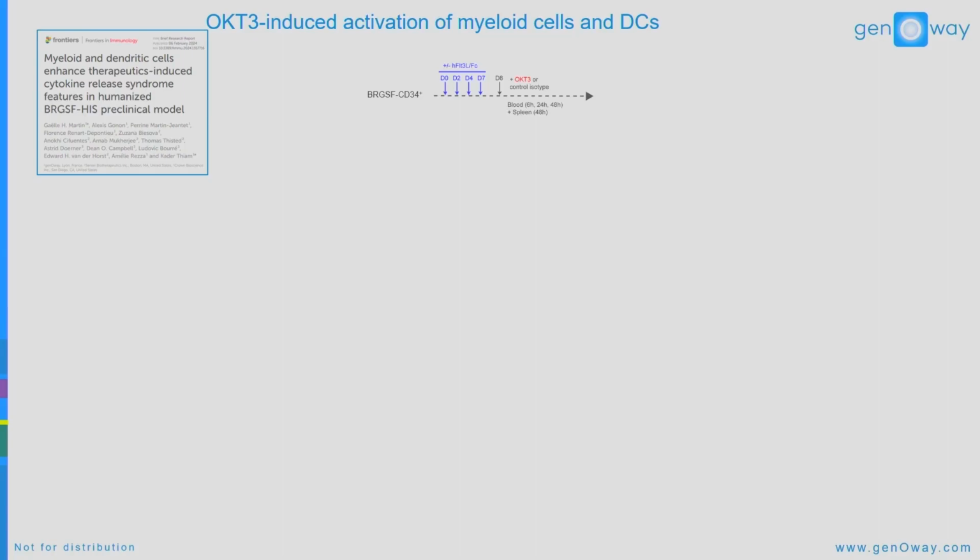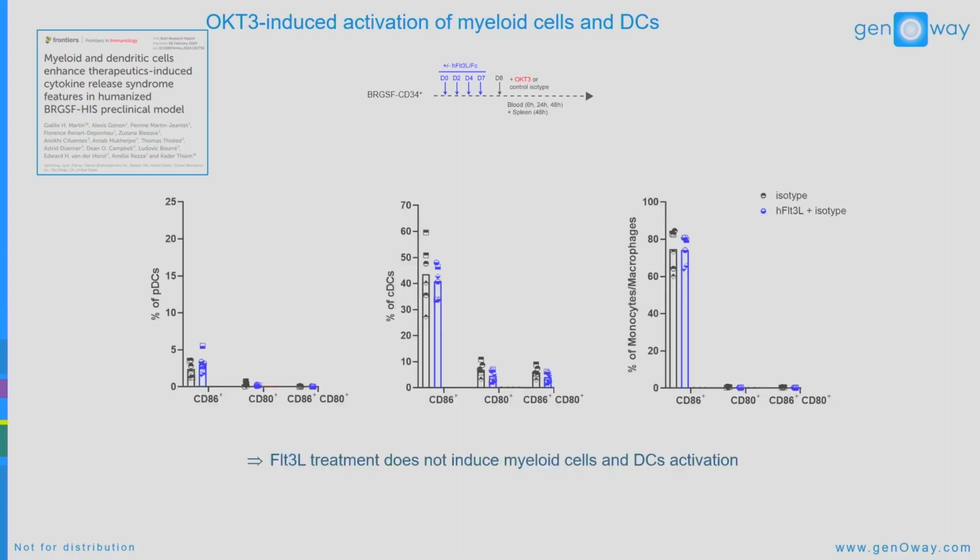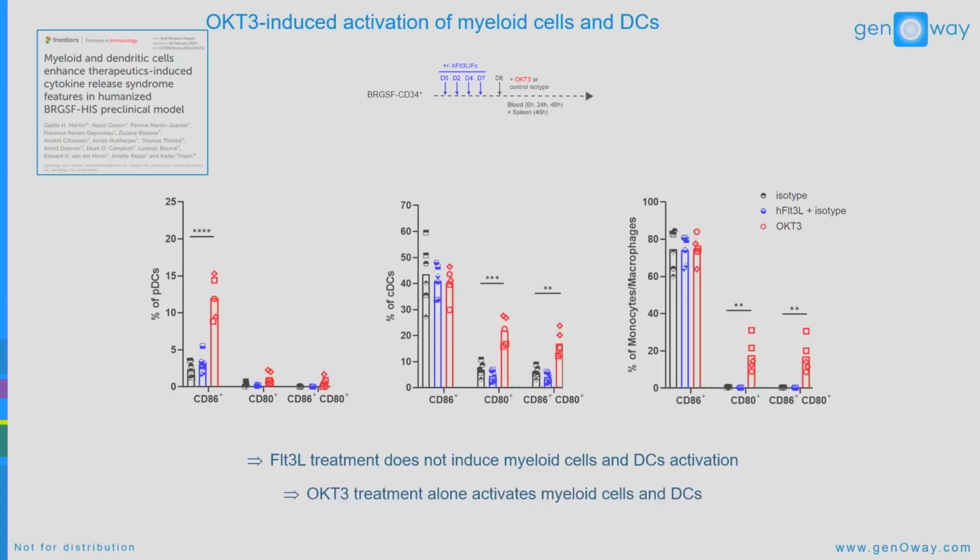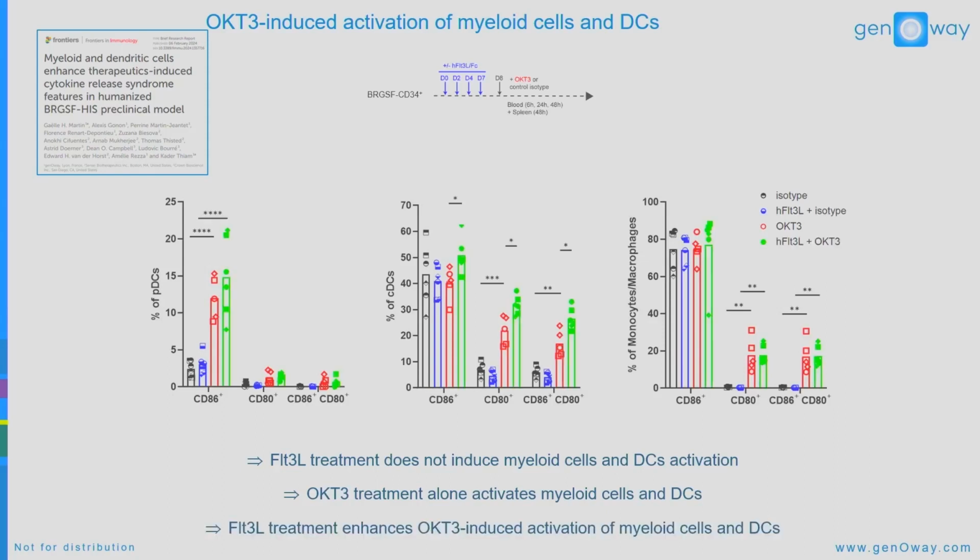Now, what is the activation status of the immune cells? We looked into the impact of the treatment on myeloid cells present in the animal. And as you can see, FLT3 by itself, in blue, has no effect on the activation status of the myeloid cells. OKT3 activates myeloid cells, not directly, but through gamma and TNF that is produced. And OKT3, with the pretreatment with FLT3, indeed enhances this activation even further.